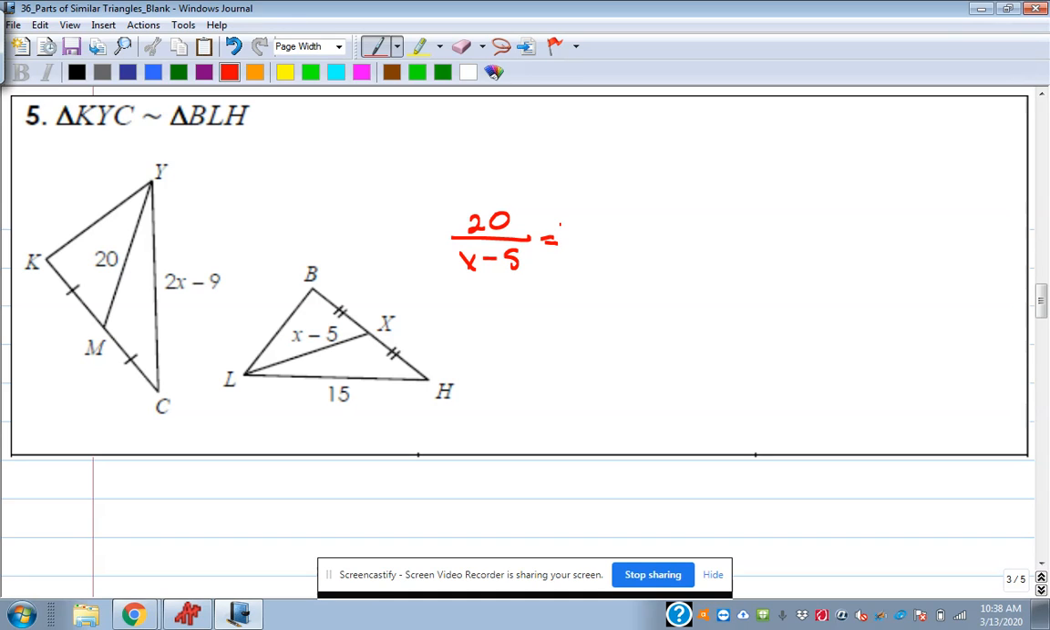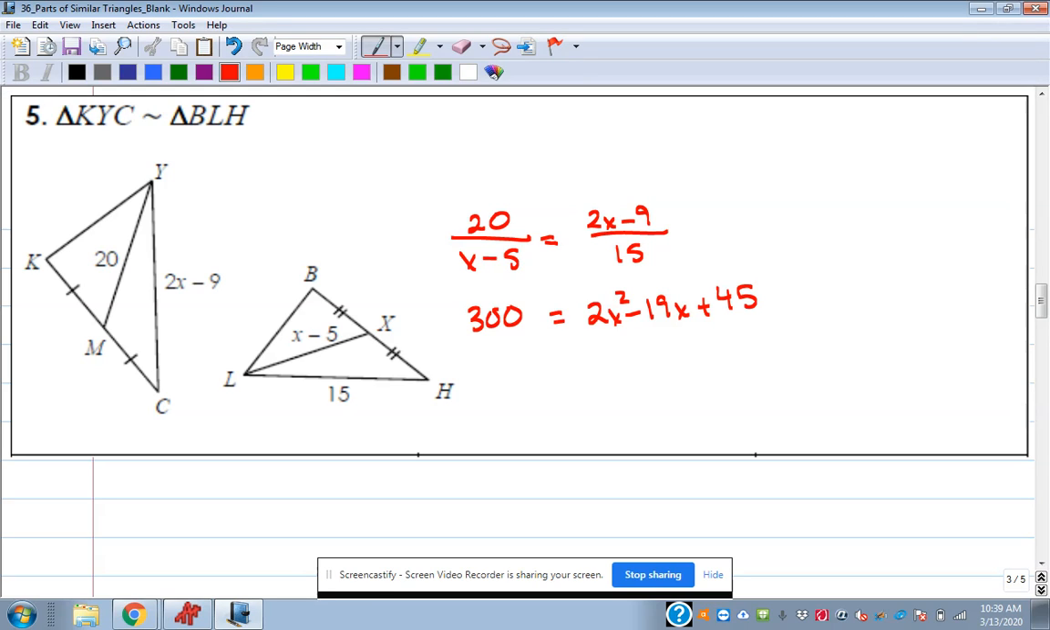So YC goes with LH, yeah, so 2x minus 9 over 15. No reducing I can do. 20 times 15 is what? 300. And then we got x minus 5 times 2x minus 9. Y'all agree? Negative 10 and negative 9. Yeah, that's right.